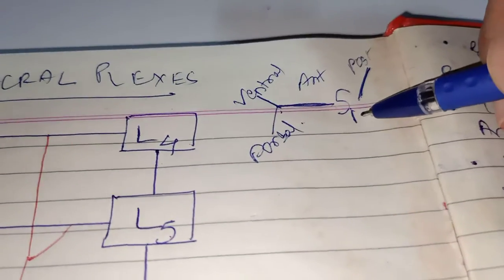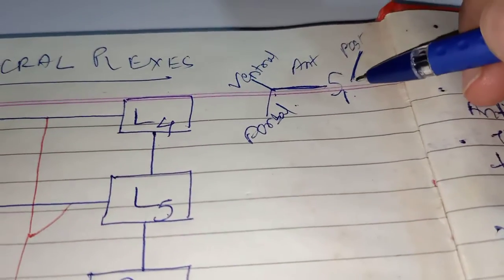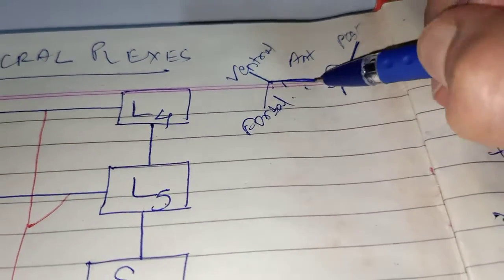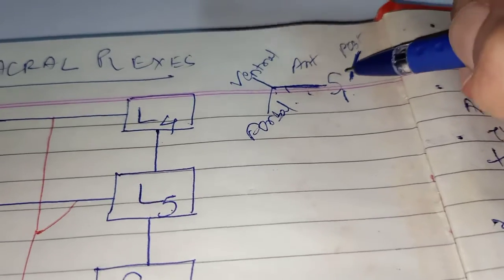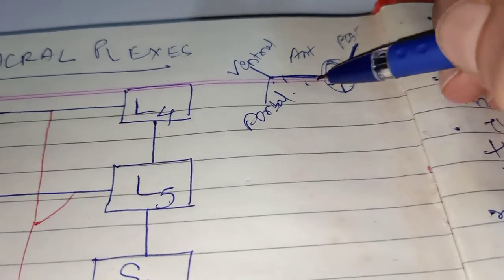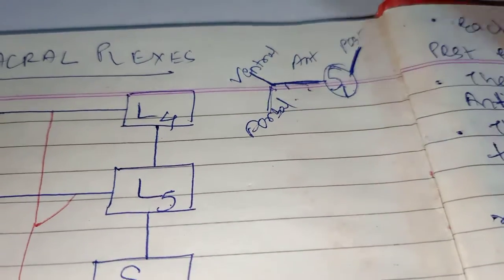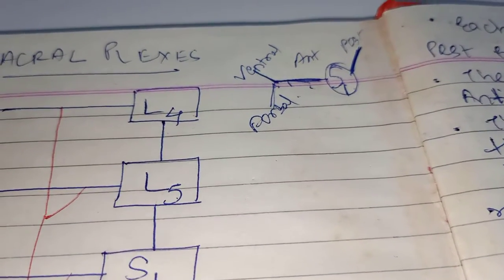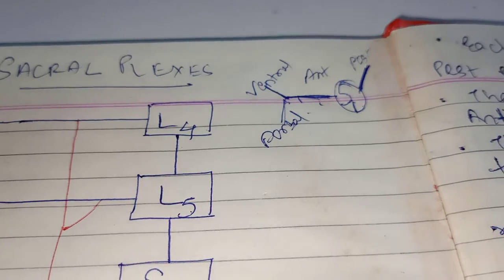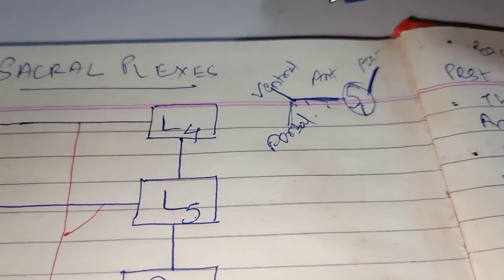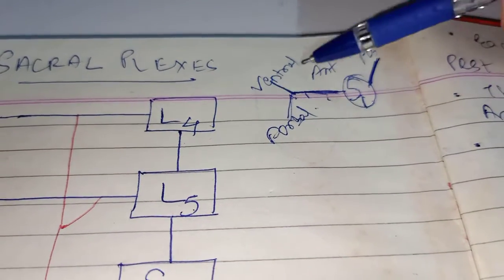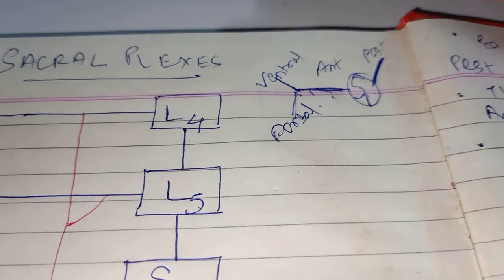Okay. So if this is sacral nerve, this is anterior and this is posterior from the sacral foramina. So again this will divide into ventral and dorsal division. And they will form the major peripheral nerves.